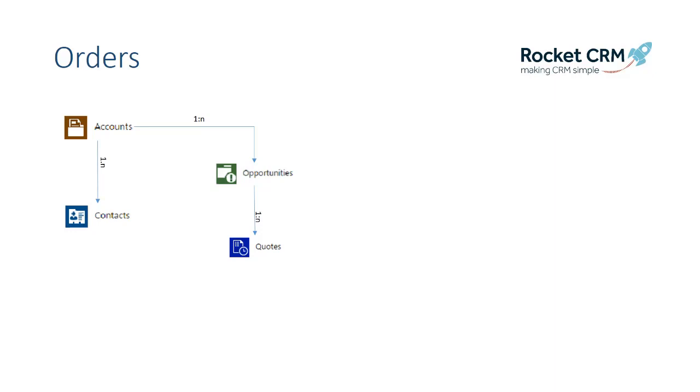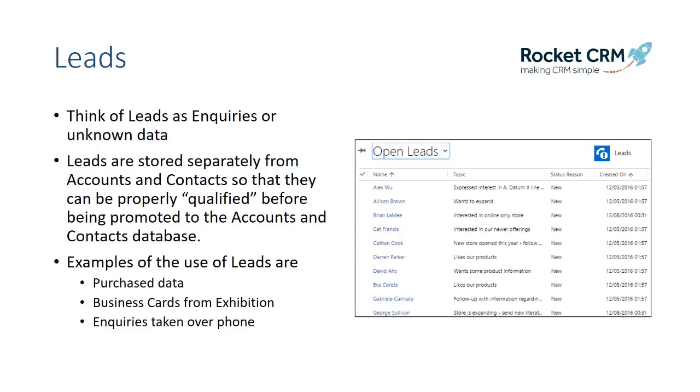So we've gone from accounts and contacts to opportunities to quotes, and then from each quote we can create an order. You can see here there's that one-to-many relationship or that parent-child relationship. Again, we could look at an account record and we can see all the orders for that account as well. And of course, contacts can be linked to orders as well.